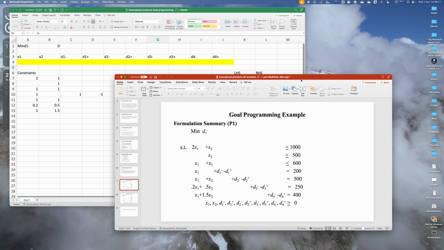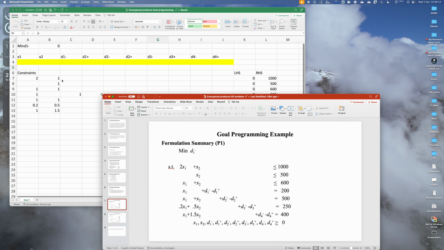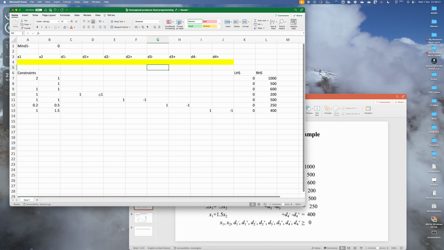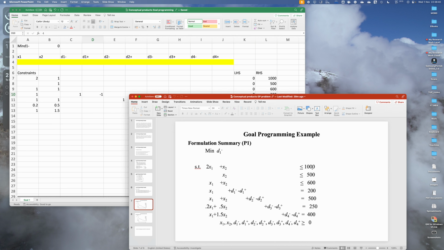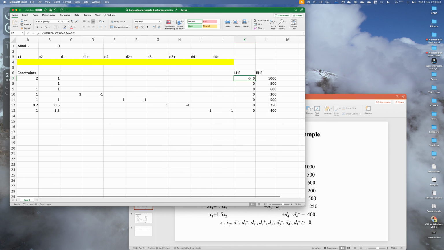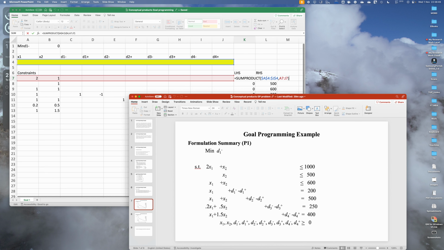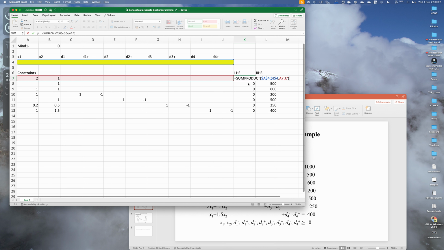Now whatever is given here, I have written in their coefficients. If you can see, let me show you one. For example, 2x1 plus x2, I have written the coefficient. Similarly, let's take this particular goal constraint, where the x1 coefficient is 1. The D1 negative coefficient is +1, and the D1 positive coefficient is -1. I have written like that, and you can populate this entire constraint area like this. The right hand side of every constraint I have already written, and the left hand side is nothing but the sum product, which I have used the SUMPRODUCT function for.